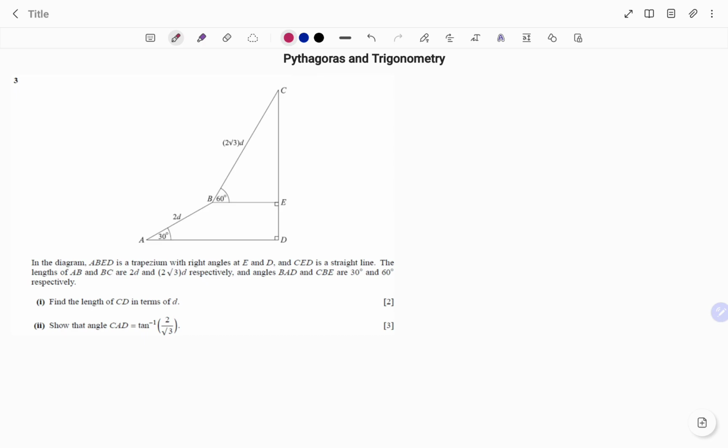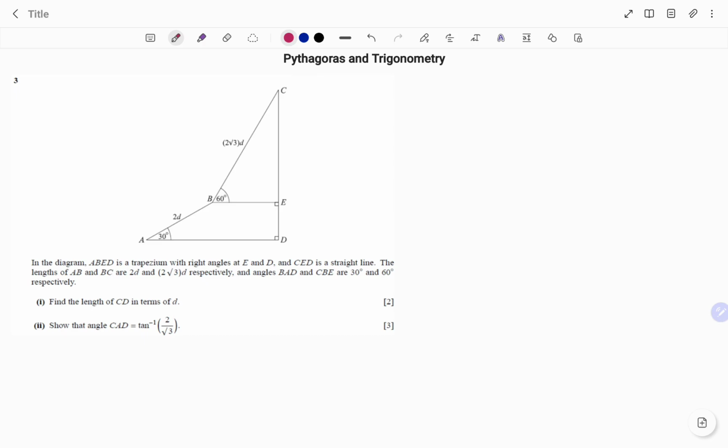In the following example, we have in the diagram, ABED is a trapezium with right angles at E and D, and CED is a straight line. The length of AB and BC are 2D and 2 root 3 multiplied by D respectively, and angles BAD and CBE are 30 degrees and 60 degrees respectively. 1. Find the length of CD in terms of D, and 2. Show that the angle CAD equals arctan in bracket 2 over root 3.